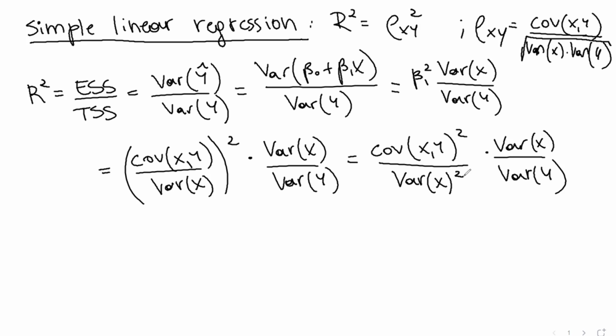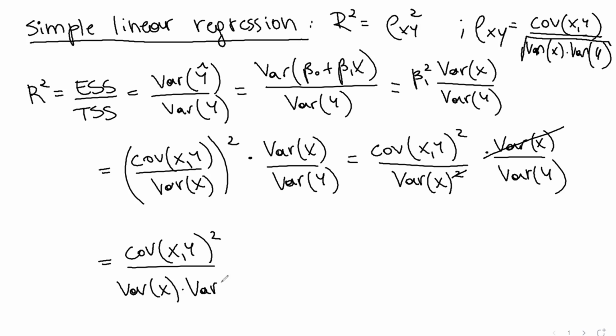And now note that we have the variance of x squared in the denominator and the variance of x in the numerator. We can just cancel one with this, and we're very, very close to what we want, right? So all of this is just the covariance between x and y squared divided by the variance of x times the variance of y. And now all that we have to do is rewrite this as opening a big parentheses, and we're going to have the covariance of x and y.